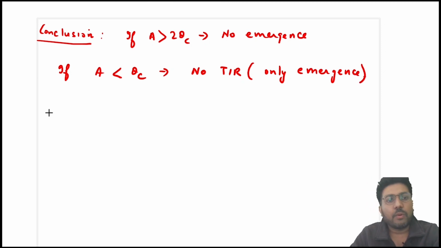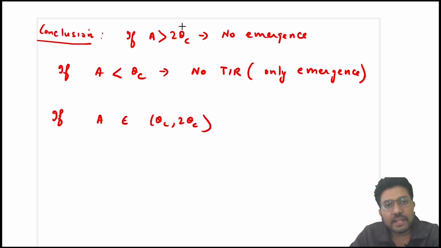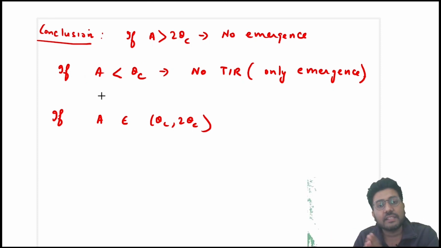Now, the next thing is, if A belongs to theta C to 2 theta C. See, I have derived this. I have not derived this. You have to do it yourself. So, try to derive this: when A is less than theta C, show that there cannot be TIR at the second surface. That is your homework. It is your job to do it by yourself.